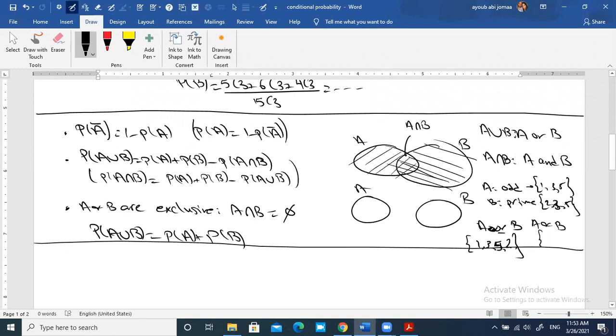So A and B means that this outcome, this number, is at the same time odd and prime. There is nothing other than 3 and 5. This number is 3 or 5. That is the meaning of and, or, union, intersection.